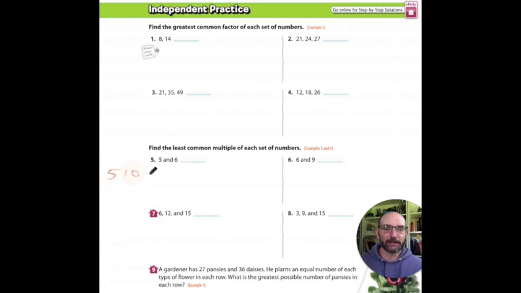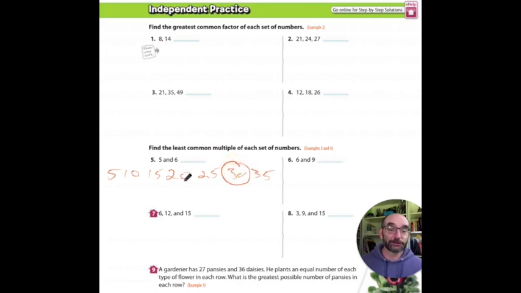5, 10, 15, 20, 25, 30, 35, and so on. Now, I can look at this list and think, is there any of these numbers that 6 fits into, that multiplies evenly? Well, I know 6 doesn't fit into 15 evenly or 20, but I know it does fit into 30.